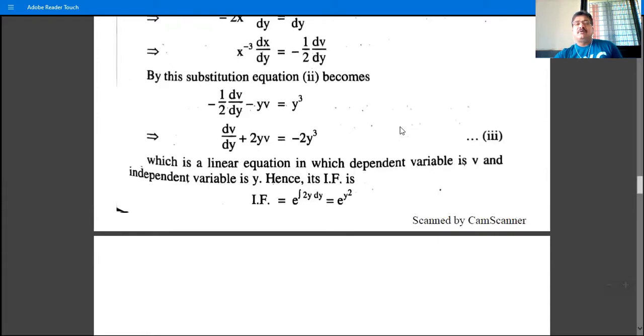So the general form is dy by dx, so y is v and x is y now. And so the integrating factor is what? e raised to integration 2y dy.